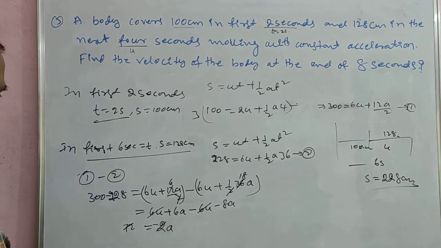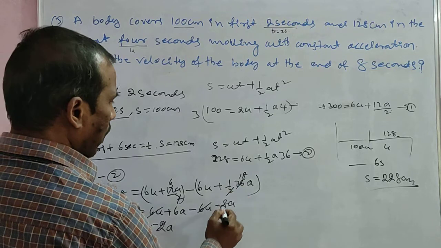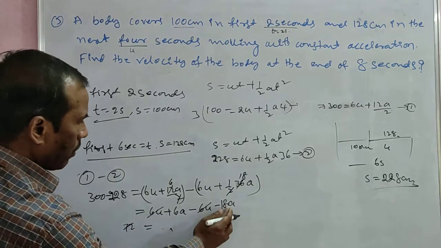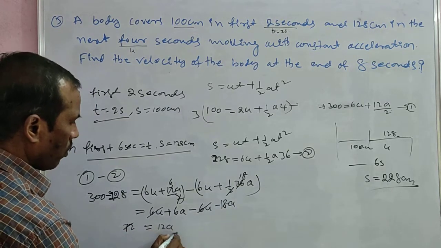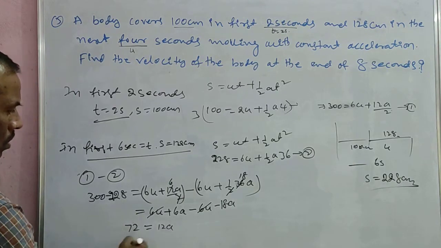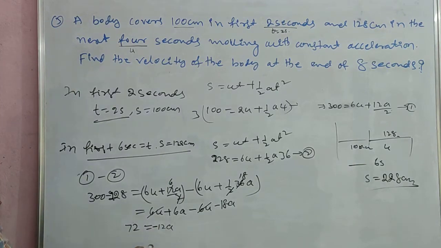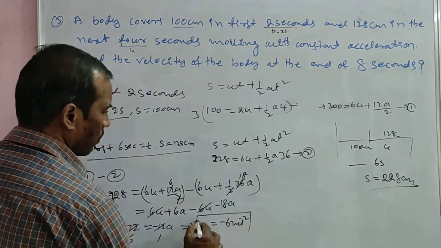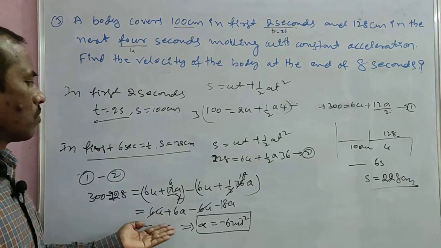So a is equal to minus 72 by 12, and simplifying, the acceleration a is equal to minus 6 meter per second square. So this is the acceleration of the body.